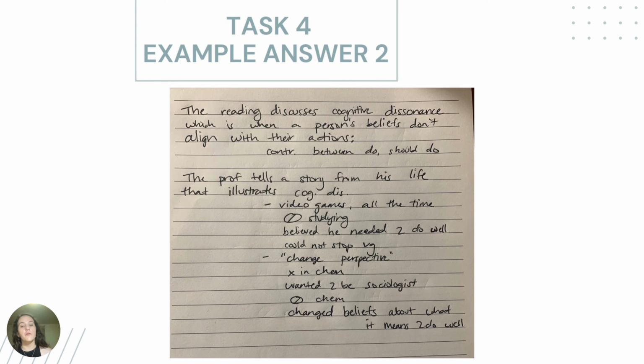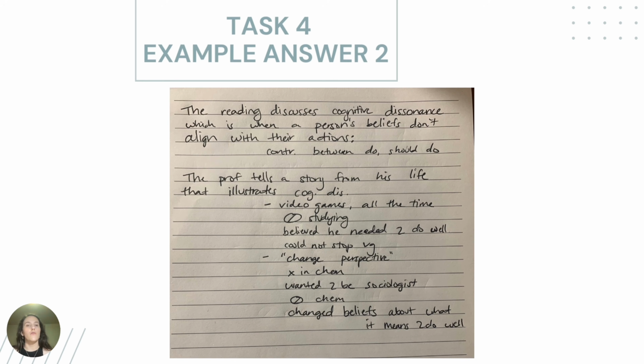Okay, here are my notes that I'm going to use to give you the example answer. So I need to explain what cognitive dissonance is. And again, there are 2 parts to the example. There's the problem, which was that he was addicted to video games, and the solution, which is that he changed the way he thought about being successful.